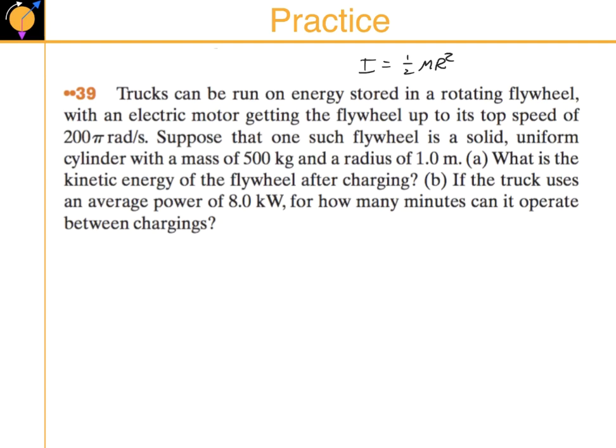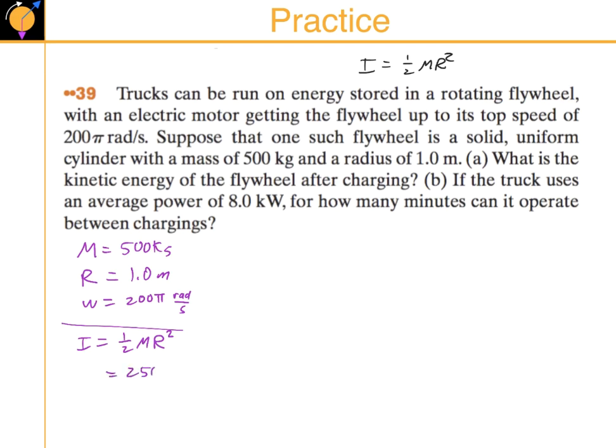So let's write down everything we know and then figure everything out here. We know that the mass of this thing is 500 kilograms. We know that the radius is given as 1.0 meters. We know that it's spinning using an electric motor. They get it spinning to 200 pi radians per second. And it's a cylinder, right? So for a cylinder, the moment of inertia, you look it up on that sheet, that table, and it's 1/2 mr squared. So when I calculate that, that works out to about 250 kilograms meters squared.